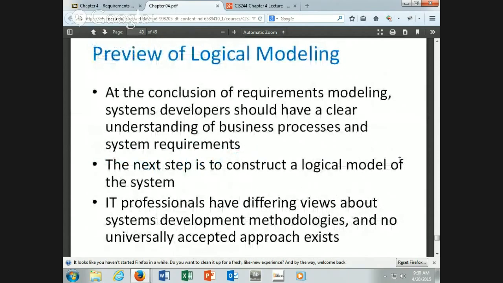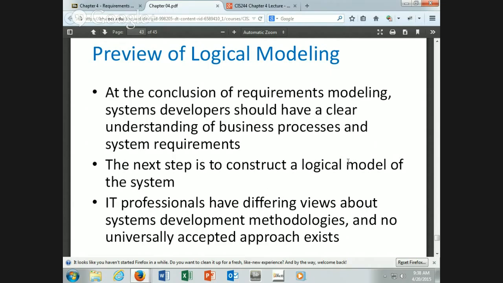Preview of the logical model. At the conclusion of the requirements modeling, systems developers should have a clear understanding of the business process and the system requirements. We should know what the system needs to do and why it needs to do this. Well, clearly you know why the system needs to be developed for Personal Trainer. Because Bumblebee is just accounting software, just a financial package. We need something that does more than that, right? Or we buy a bunch of computers and let everybody have a free-for-all, figure out how to document and do your own job.